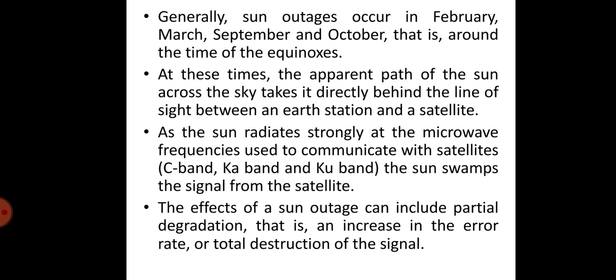As the sun radiates strongly at the microwave frequencies used to communicate with the satellites, for example C band, Ku band and Ka band, the sun swamps out the signal from the satellite. The effect of a sun outage can include partial degradation, that is, an increase in the error rate, or total destruction of the signal.